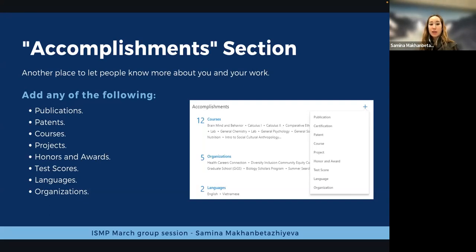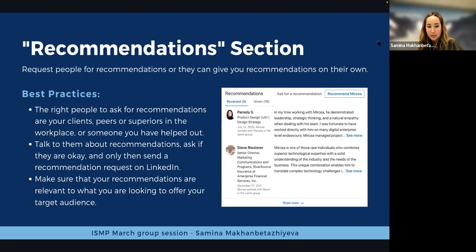You can also include any projects that you have carried out, organizations, honors and awards. So if you have received any honors or awards, this is the perfect place to put that. Test scores, languages that you speak, and the organizations that you have been part of. This is a perfect place for clubs and academic societies that you have been part of, if you'd like. This is another section to share your achievements.